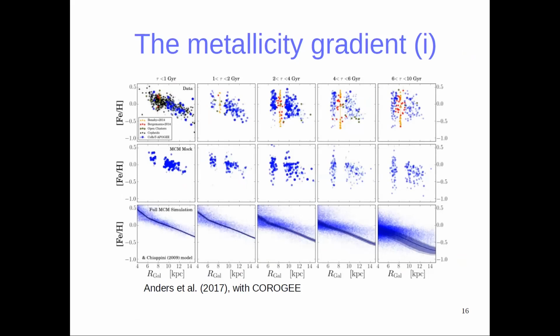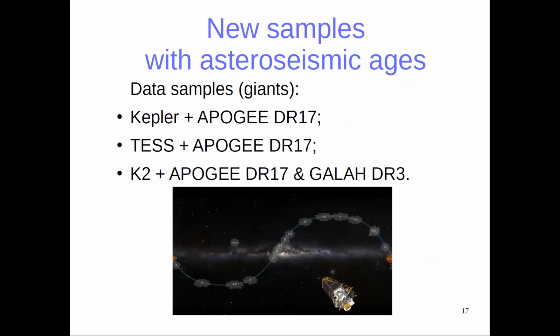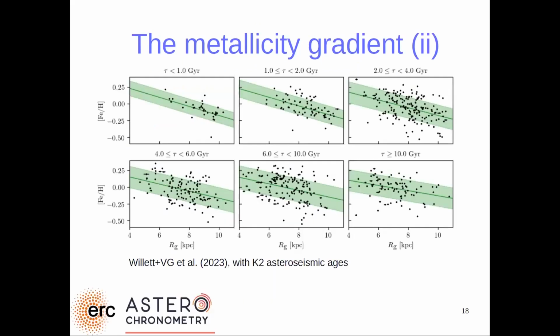back with time. And now we have new samples with very precise asteroseismic ages coming from asteroseismic missions such as Kepler, TESS, and K2 that can be coupled with spectroscopic surveys such as APOGEE and GALAH. And we found new results for the metallicity gradient, finding that it flattens going back in time. And we now have very precise ages that have confirmed the results of CoRoT with this new K2 data, and can also further constrain the model ingredients that I presented before.